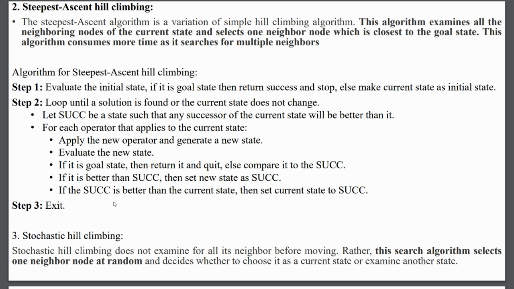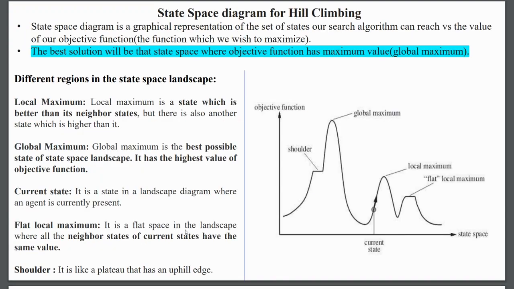And the third type of hill climbing algorithm is the stochastic hill climbing algorithm. Stochastic hill climbing does not examine all its neighbors before moving. Rather, the search algorithm selects one neighbor node at random and decides whether to choose it as the current state or examine another state.